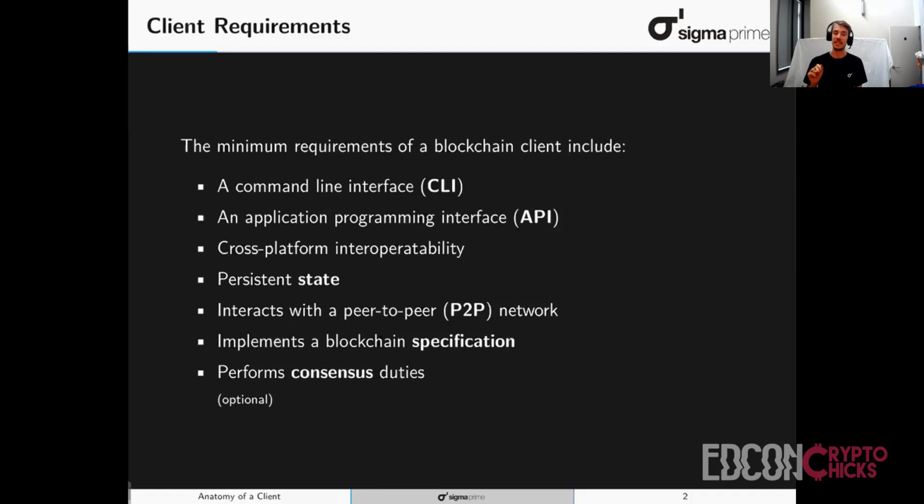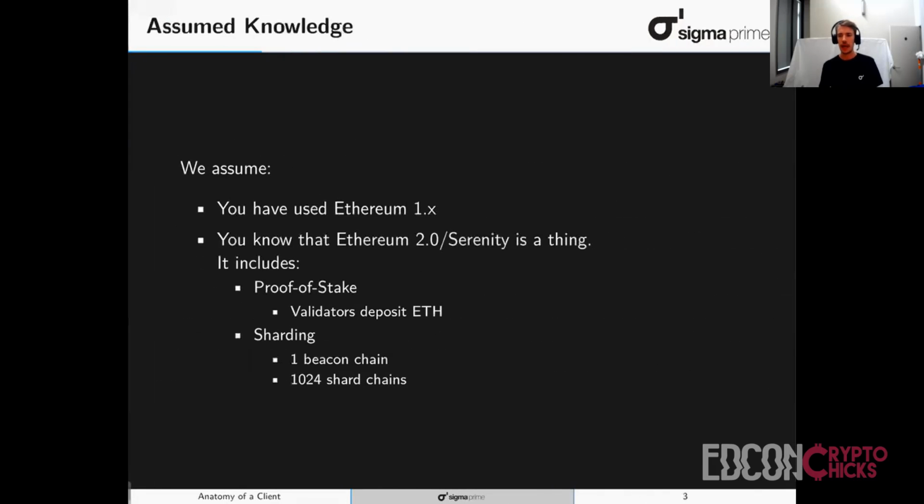We're also going to talk a little bit about the specification. The specification is really important because that's what tries to keep everyone on the same page to know what we're working towards. And we're also going to talk a little bit about the consensus duties that these things have. The things that I assume everyone has a decent understanding of is that they've used Ethereum 1.0 or 1.x, and that you know that Ethereum 2.0 is a thing. I don't expect you to know all of the ins and outs of it, but at least knowing that it has proof of stake, where validators can deposit Ethereum in the Eth1.0 chain. And it also has sharding, where it's like having 1,024 Ethereum chains, all coordinated by one central beacon chain.